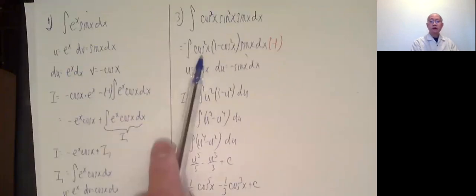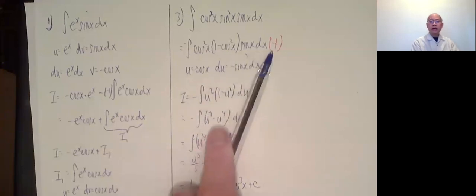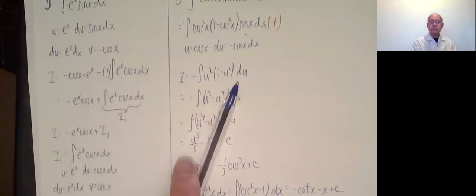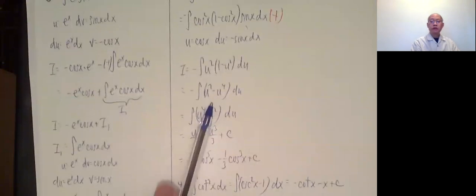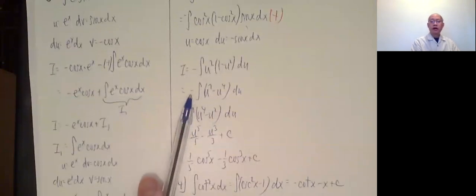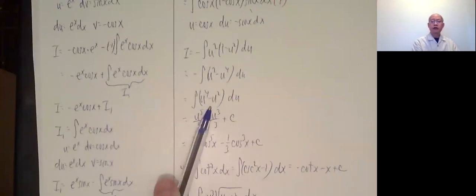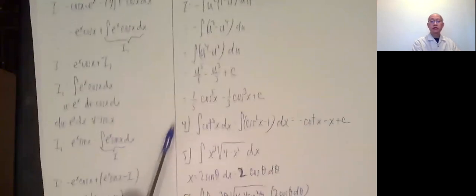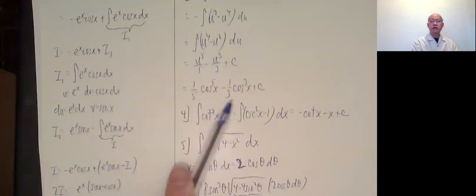So I has a negative u squared (1 minus u squared), and then negative 1 sine x dx is my du. Distribute, negative integral of u squared minus u to the 4th. So I don't have to fool with the negative anymore. I distribute the negative in, and that means I get to turn these around as u to the 4th minus u squared. So u to the 5th over 5 minus u cubed over 3 plus c. Change u back to what it was, cosine x. So final answer: 1/5 cosine to the 5th x minus 1/3 cosine cubed x plus c.